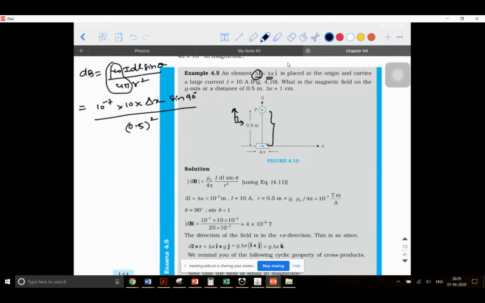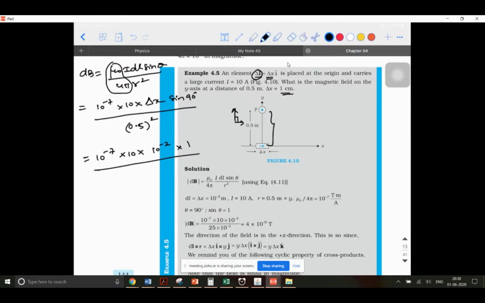The whole square, right? Now what is the value of delta x? So it is going to be 10 power minus 7 into 10 into, the value of delta x is going to be 1 centimeter, that is 10 power minus 2 meter into sine 90 is going to be 1, divided by 25 into 10 power minus 2. It is going to be 0.25. I wrote it as 25 into 10 power minus 2. So this and this will get cancelled. So I can write it as 100 into 10 power minus 6 divided by 25.